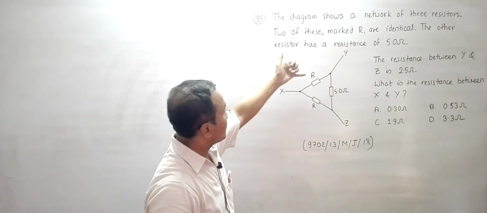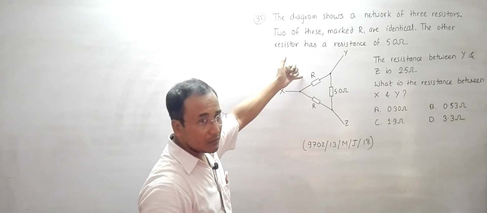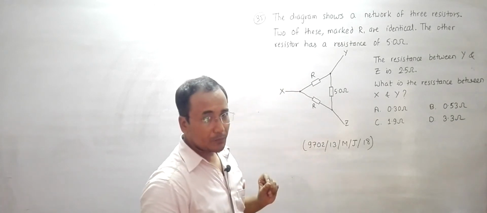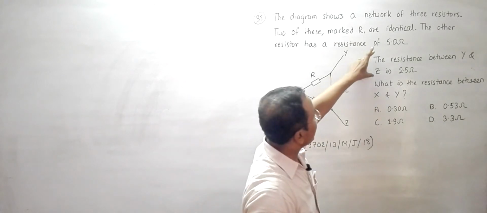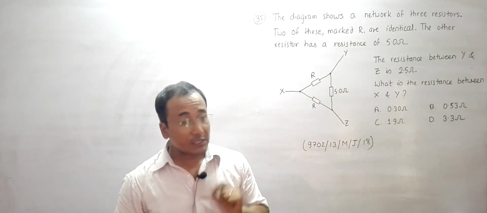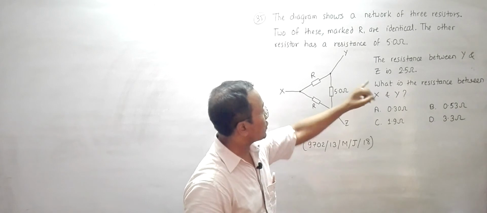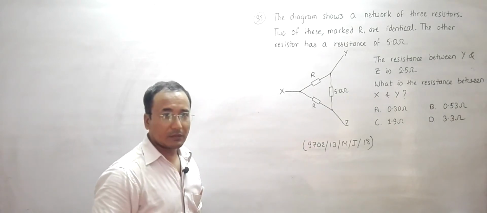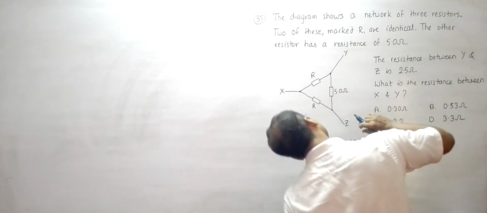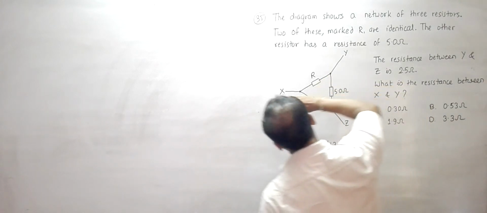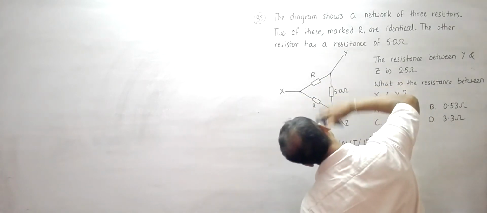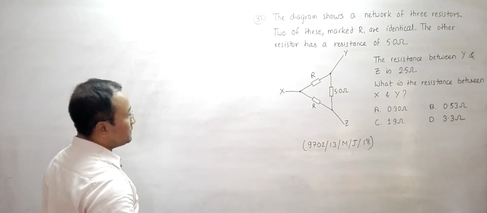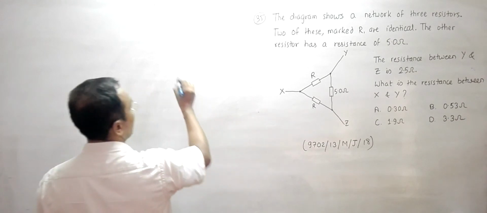So here we have 2 unknown resistors R and R. Our first job will be to find the value of these R's. For that we have to go through this statement: the resistance between Y and Z is 2.5 ohm. So let us redraw this circuit in a comfortable manner. Let us look at it like this and twist it like this. While doing so, the network will be somewhat like this.